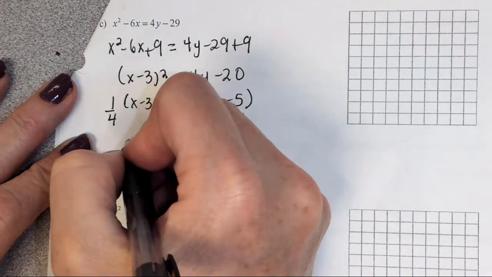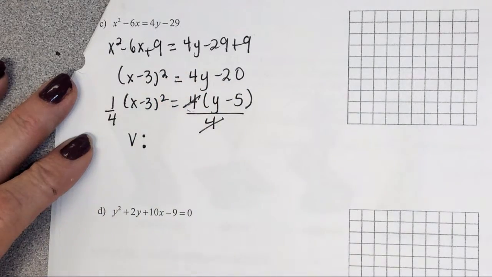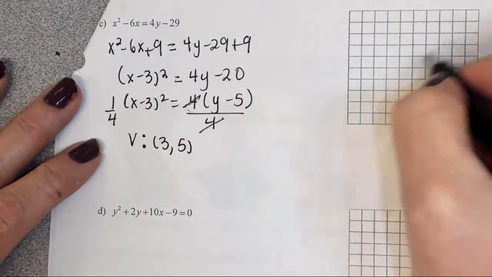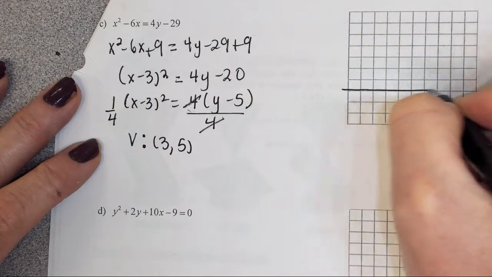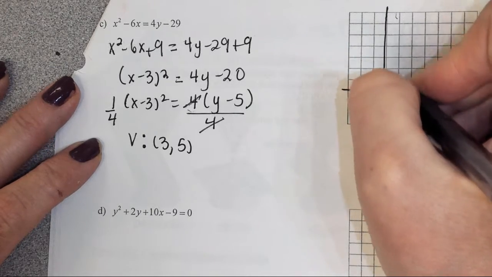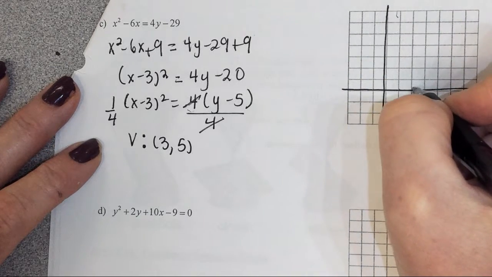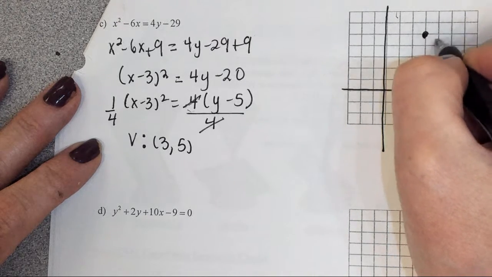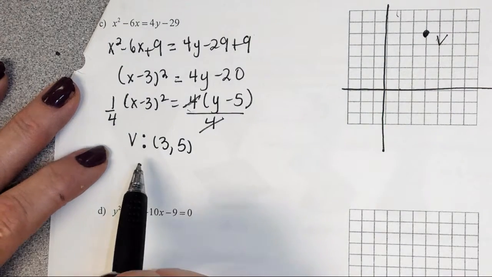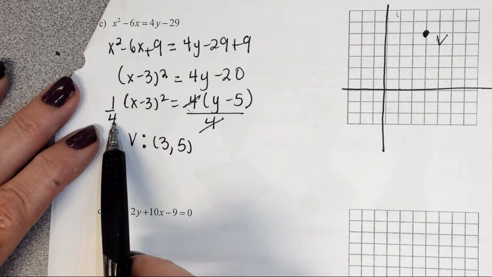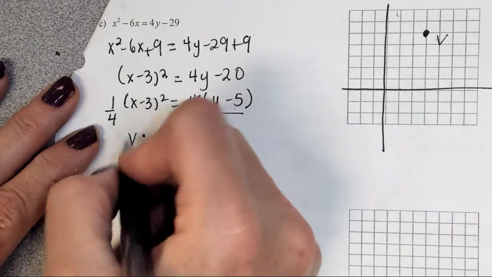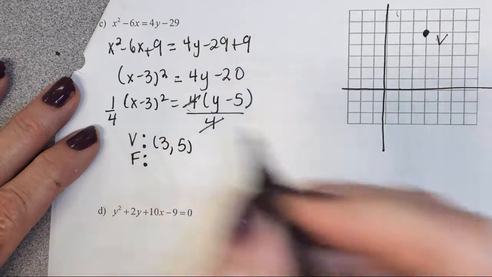Okay, so this is a little tougher. Let's go through it. What's the vertex going to be? 3, 5. Okay, so I want to be able to get that in there. I'm going to move my axes down and over a little. So there's going to be my vertex. X is getting squared and P is positive, so which way is it going to open? Up.